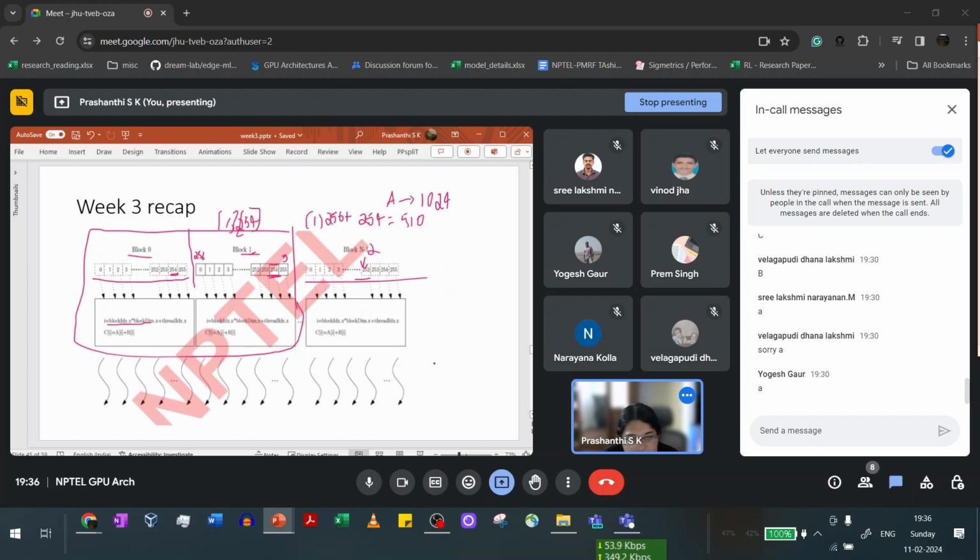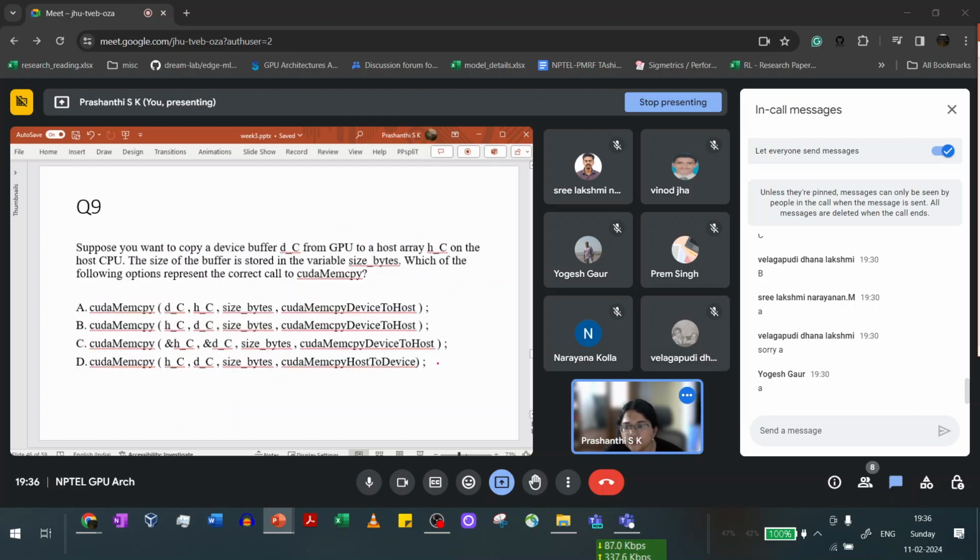Okay, if there are no doubts, let's move to the next one. Suppose you want to copy a device buffer d_c from GPU to a host array h_c on the host. Size of the buffer is stored in this variable. Which of the following operations represents the correct call to CUDA memcpy? You have 4 options.